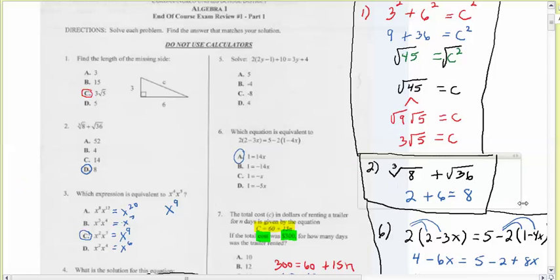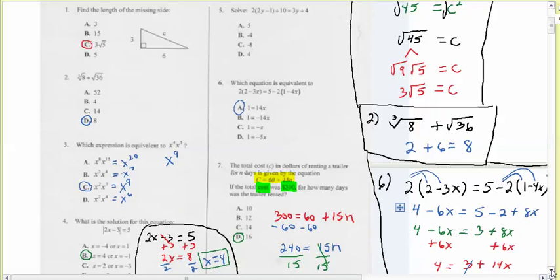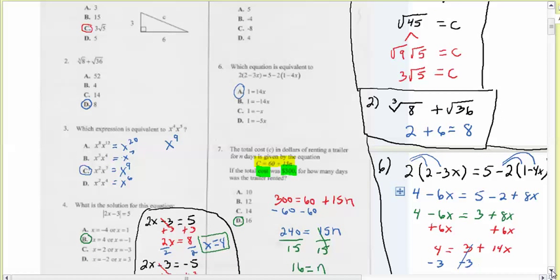Number 2, they asked for the cube root. Cube root is 3 numbers that multiply together to give you 8. 2 times 2 is 4 times 2 is 8. That's where I got the 2 from. 2 plus the square root of 36, which is 6. 2 plus 6 is 8.